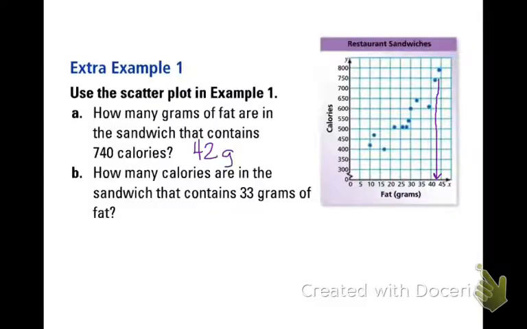Okay. How many calories are in the sandwich that has 33 grams of fat? So you could follow this up here and follow that around. I would say about 640 calories.